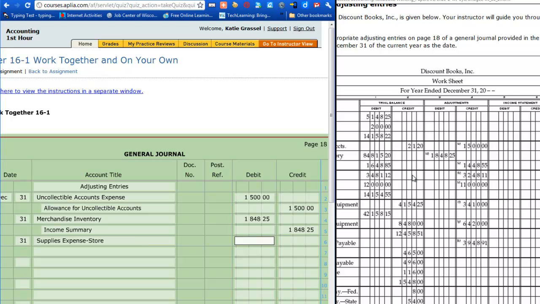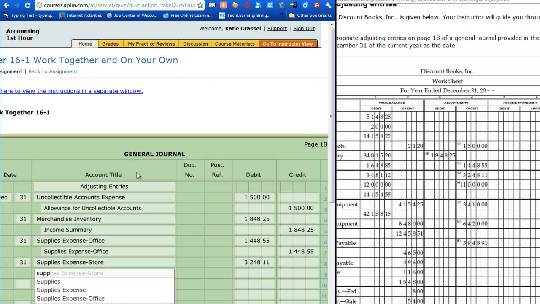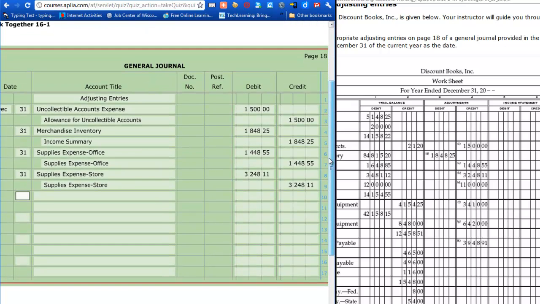The next one is going to be supplies expense store. So we are really going to go down our worksheet. Supplies expense office, excuse me, for $1,448.55. After supplies expense office, you do supplies expense store for $3,248.11. We're just going down on the right-hand side in order.